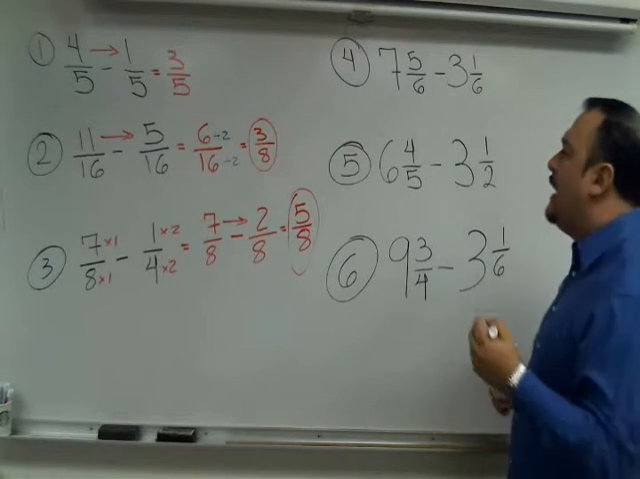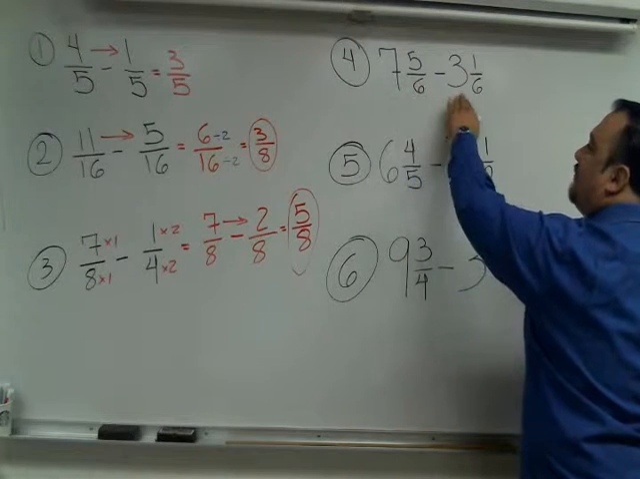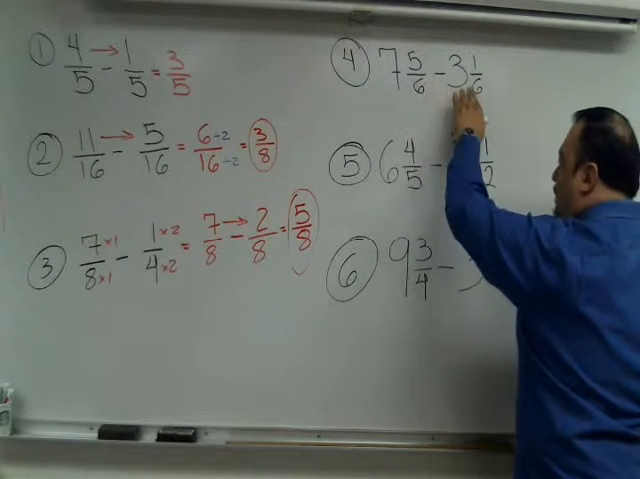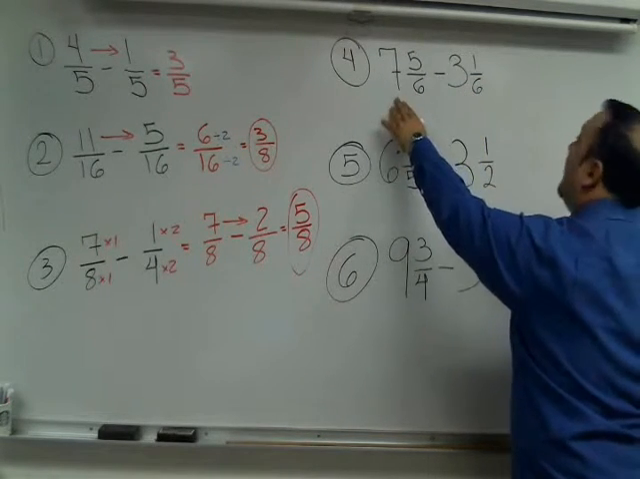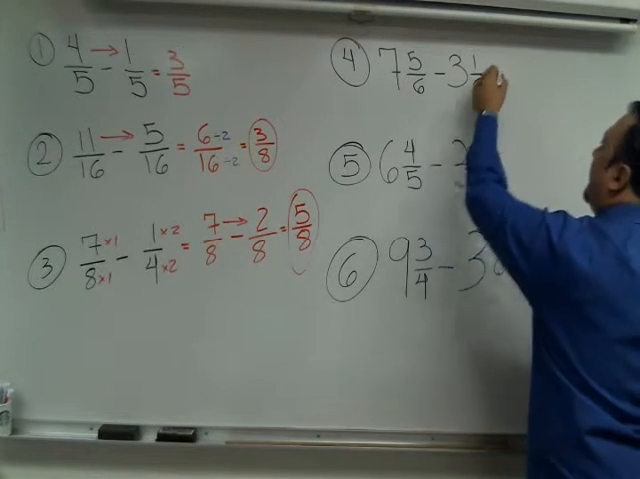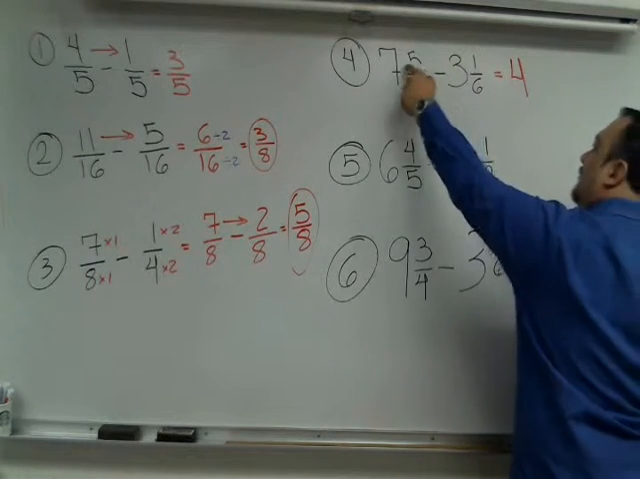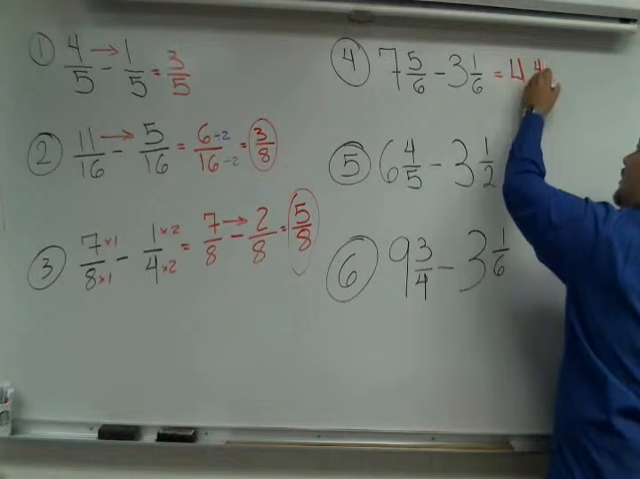But before we do that, we always want to make sure we can do the subtraction. Can I subtract 3 from 7? Yes, I can. Can I subtract 1 from 5? Yes, I can. So I go ahead and subtract. 7 minus 3 equals 4. 5 minus 1 equals 4.